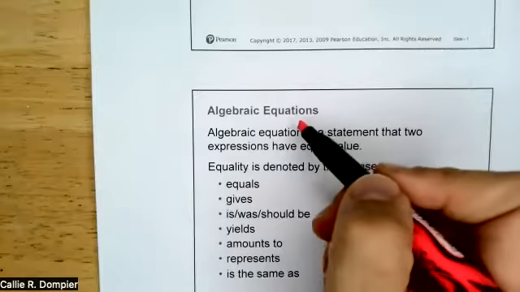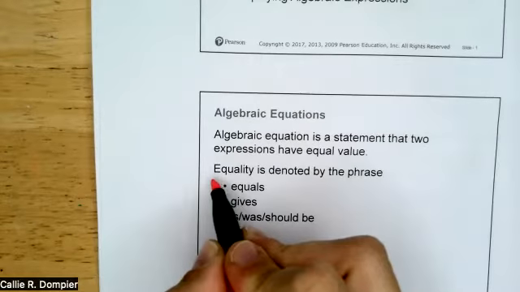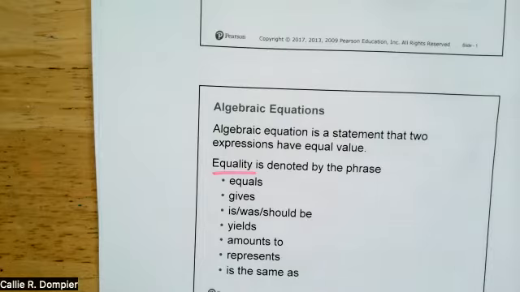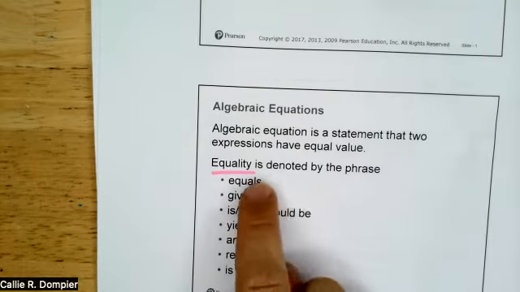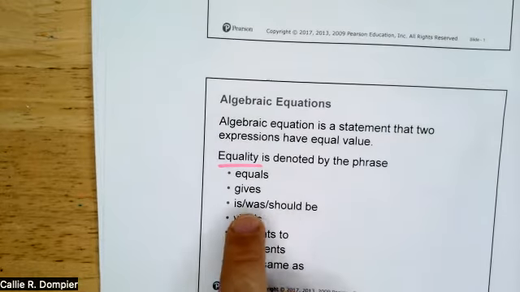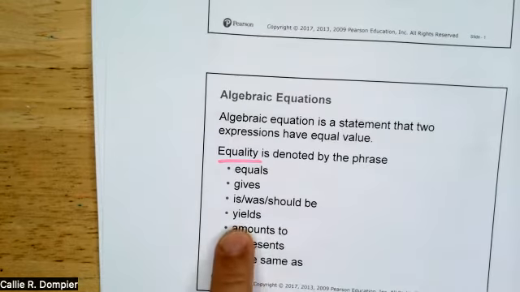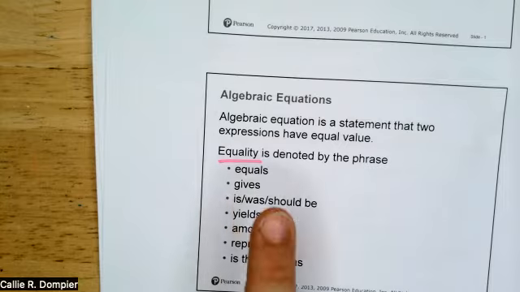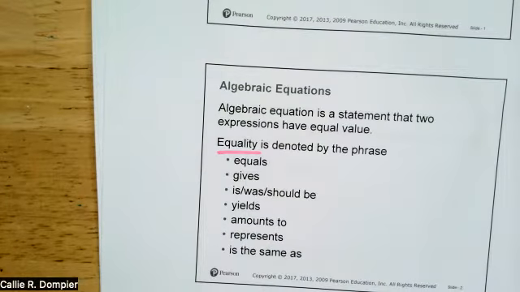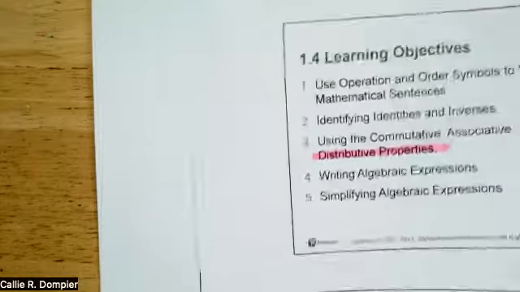Equations are different than expressions because they have an equal sign. Different terms for the equal sign include equals, gives, is, was, should be. Yields, which is the same as gives. Amounts to or adds to, represents, and is the same as. Good.